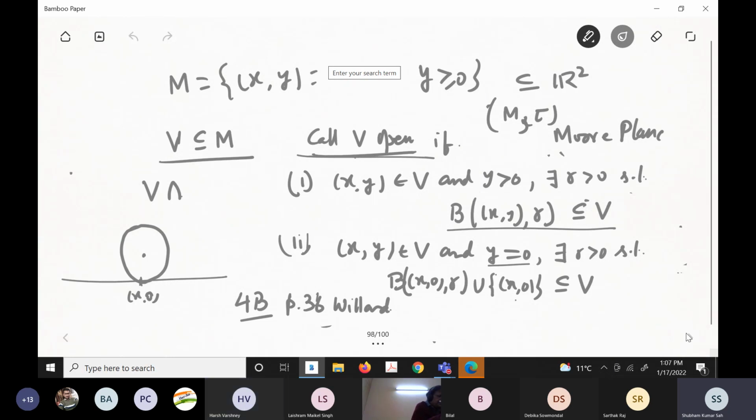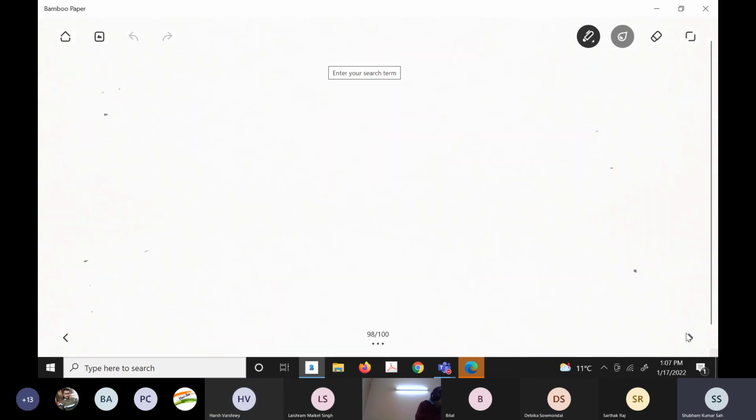Now, the Moore plane is separable. You can easily check. What will we take? This set D. Look, I will take this.